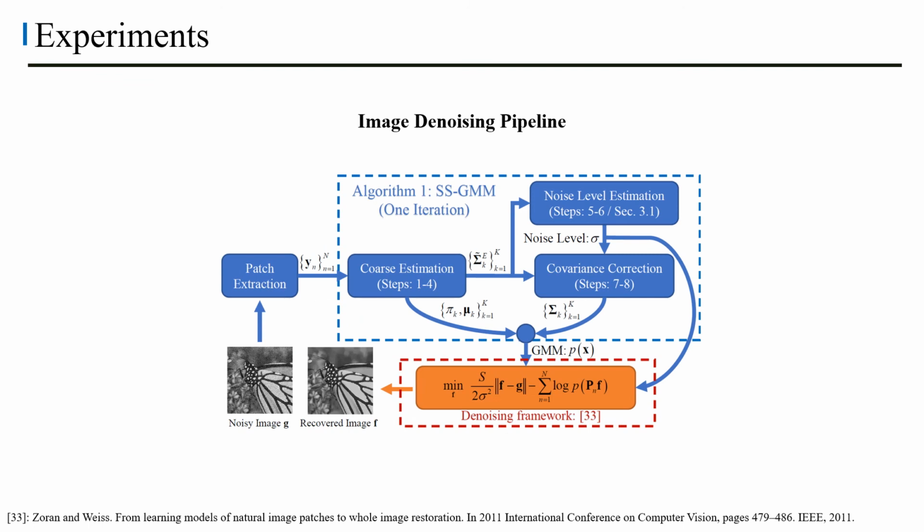We also validate our proposed method on the image denoising task. This figure shows the image denoising pipeline we adopt. Briefly speaking, we learn the GMM with our proposed method at first. Then, the learned GMM is used to denoise an image with an existing framework.